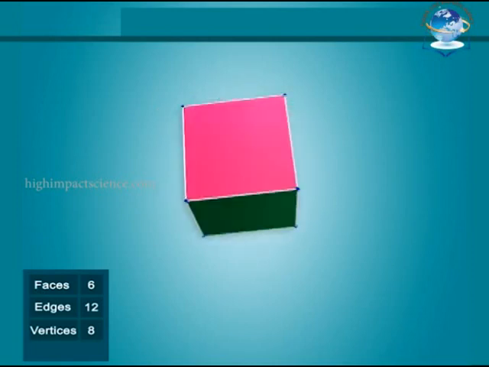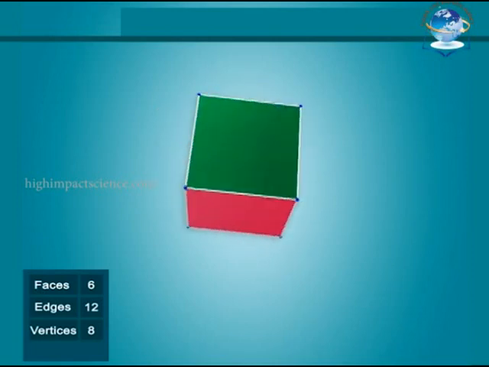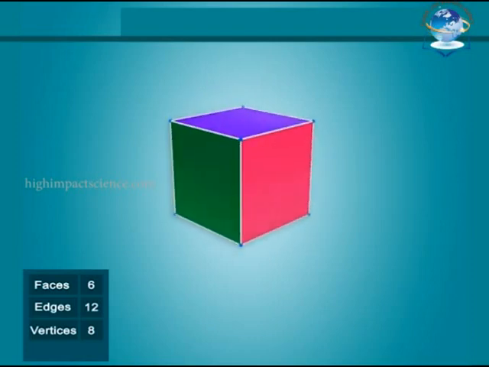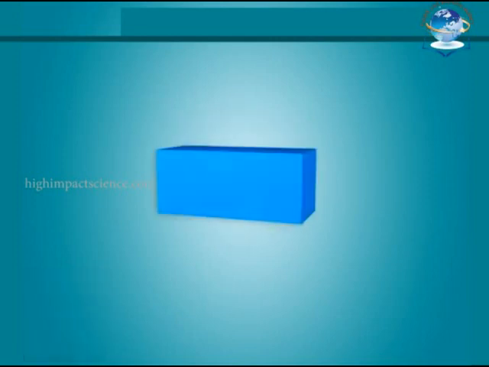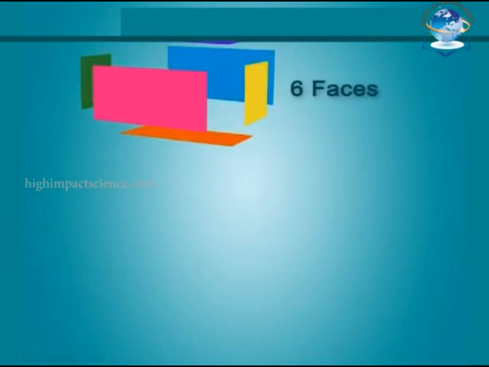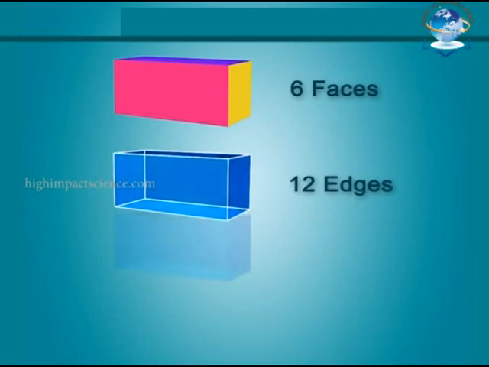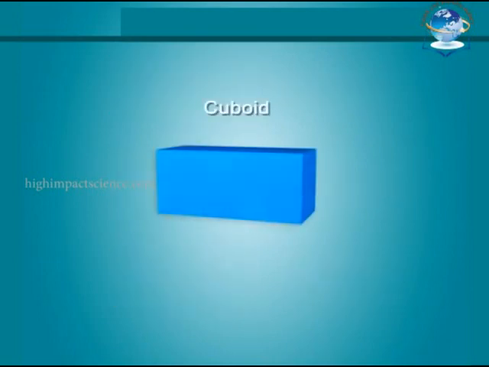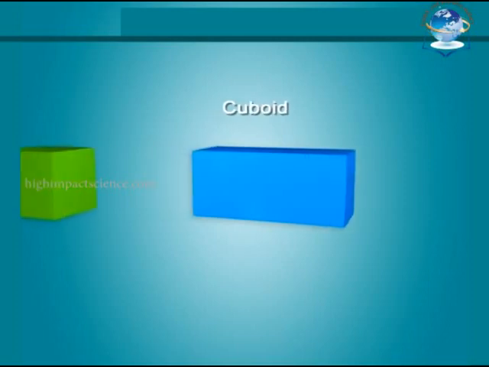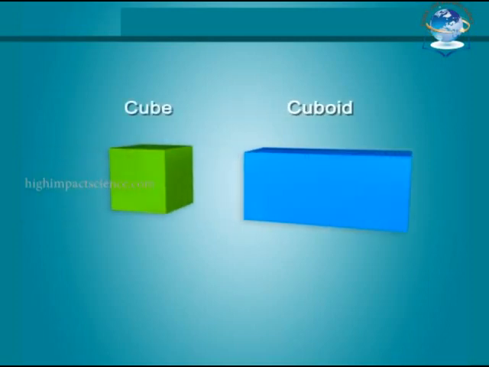This solid is made up of 6 faces, 12 edges and 8 vertices, and is called a cube. This solid too has 6 faces, 12 edges and 8 vertices, but it's called a cuboid. So whereas a cube has square faces, a cuboid has rectangular faces.